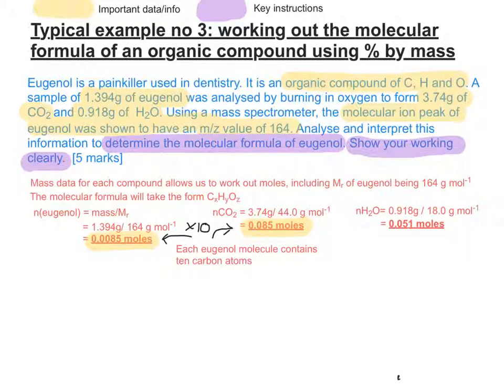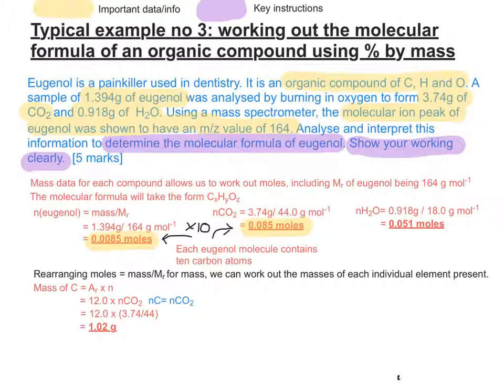So what we're trying to get to, ideally, is the ratio of carbon to hydrogen to oxygen. The slight problem we have is that 0.051 mole doesn't go neatly into 0.0085. So simply just comparing eugenol with carbon dioxide and water is only going to get us so far. So what we've got to do now is think, how many moles of carbon do we have? How many moles of hydrogen atoms do we have? And convert those into masses, then the remaining mass will be oxygen.